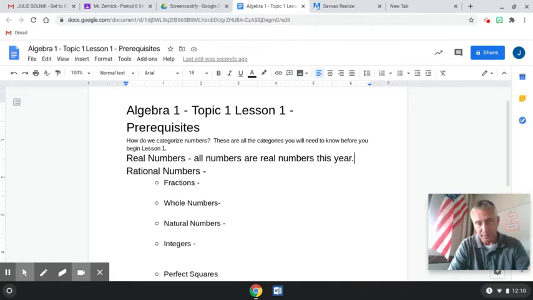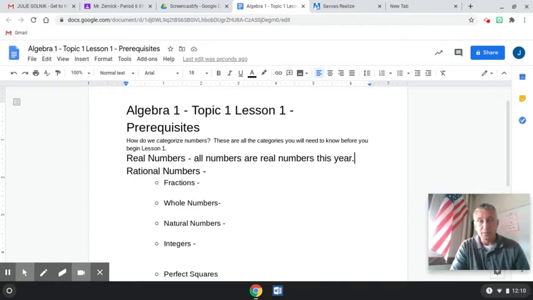0 is a real number. The square root of 137 is a real number. 5.8 is a real number. So understand that this is the easiest one to know because real numbers are all the numbers that we're going to learn this year. Okay, next up are rational numbers.